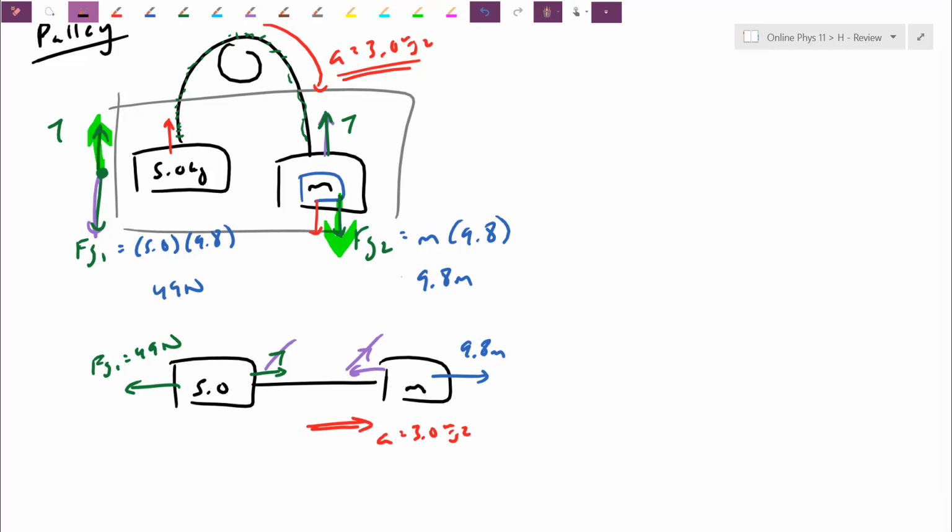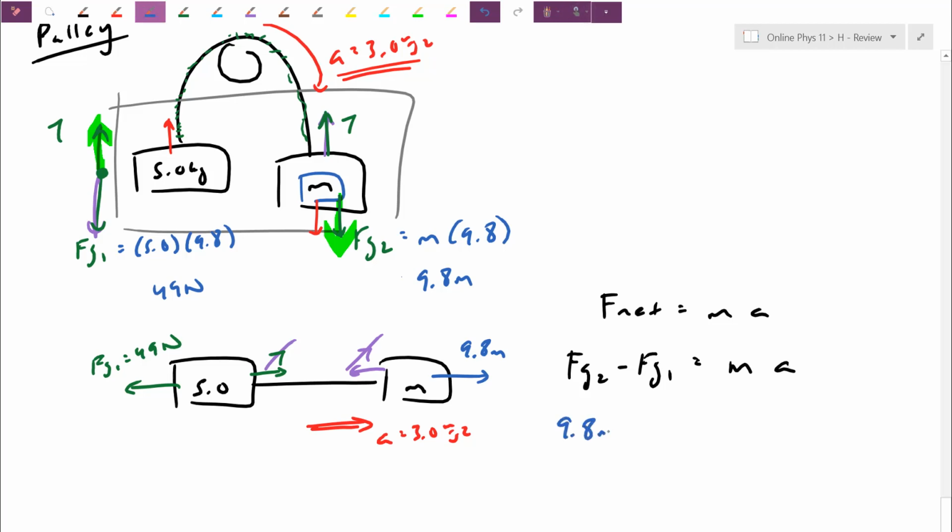So if I were to write out an expression here, I know the F net is supposed to equal ma. The tug of war this time is between the 9.8m, the FG2 is fighting against FG1. I go bigger minus smaller, so it would be FG2 minus FG1 has to numerically give you the mass of the total system times the acceleration. Let's just punch in the terms here. Well, FG2 is 9.8m. I still have no clue what that unknown mass is.